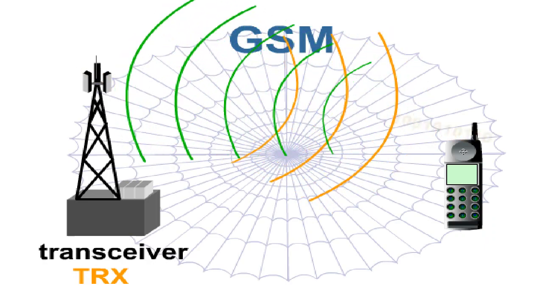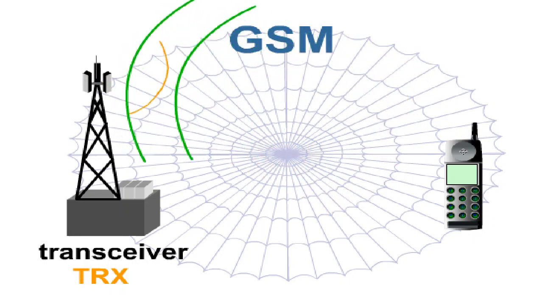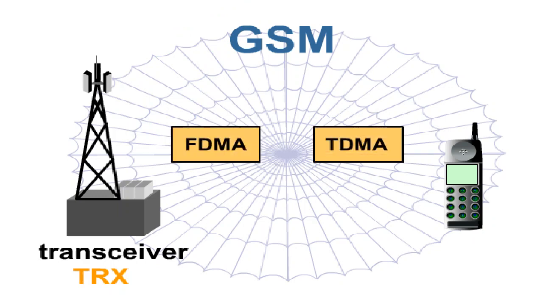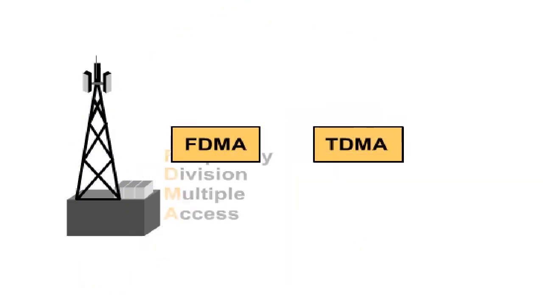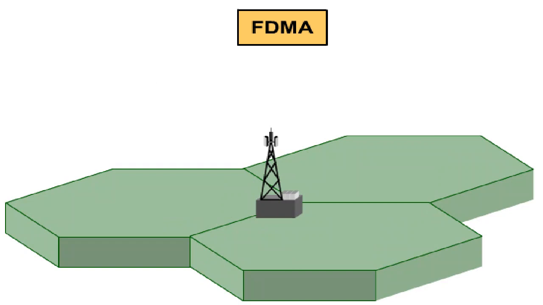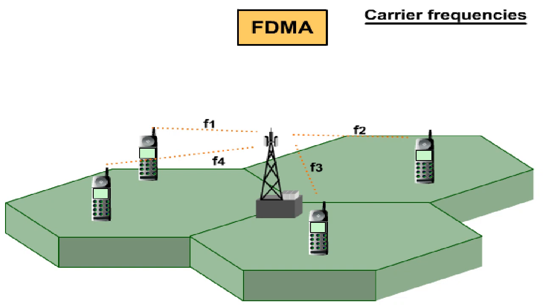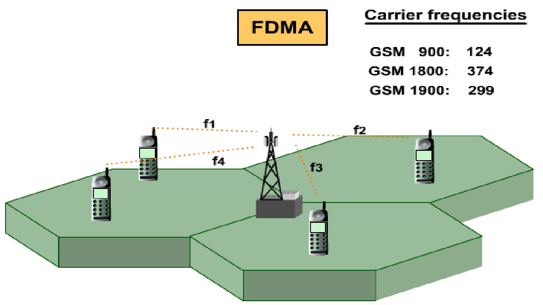In GSM networks, the transmission over the air interface is digital. Digital transmission in GSM is based on a combination of the FDMA and the TDMA methods, which already have been introduced. In frequency division multiple access, or FDMA, different frequency channels are assigned to each BTS. Mobile phones in neighbouring cells or within the same cell can be used simultaneously but occupy different frequencies. The FDMA method uses different carrier frequencies: 124 in GSM 900, 374 in GSM 1800, and 299 in GSM 1900.